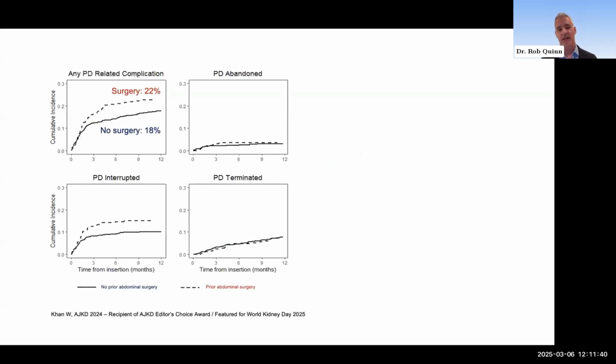When you compare people that had a history of surgery to those that didn't, they had a slightly higher risk of catheter-related complications that led to either termination or interruption of therapy. So 22% versus 18%. But when we adjusted for patient characteristics, the risk was really no different between those groups, at least among patients that had been referred for PD catheter insertion. So this was a bit of a surprise.